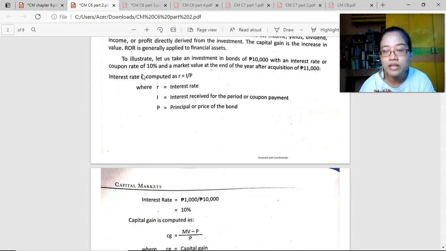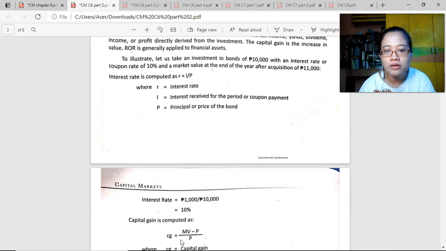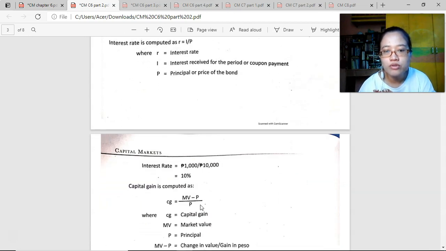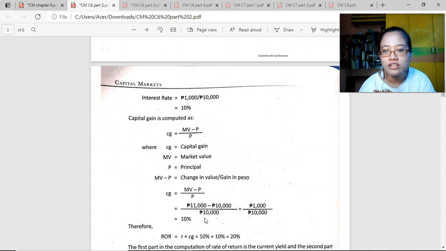So, in our example, 1,000, 10% of 10,000. So, 1,000 over the investment in bonds, 10,000. So 10% is the interest rate. Okay, it's normally the coupon rate already. Capital gain is computed as market value at the end, so 11,000 minus the principal, 10,000. So 1,000 is the difference. And then you have your divided by the principal, 10,000 as well. So it's also 10%, right?